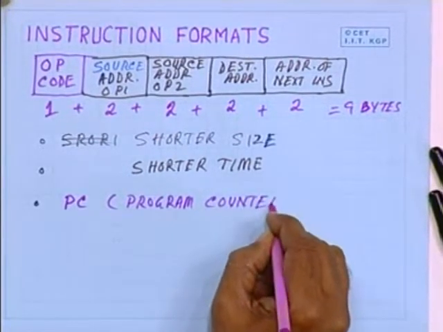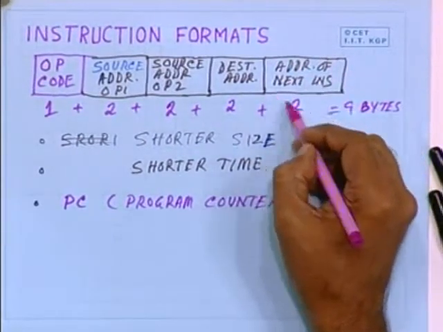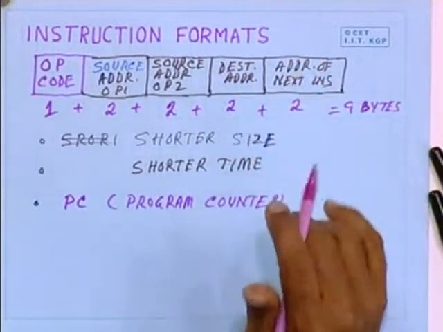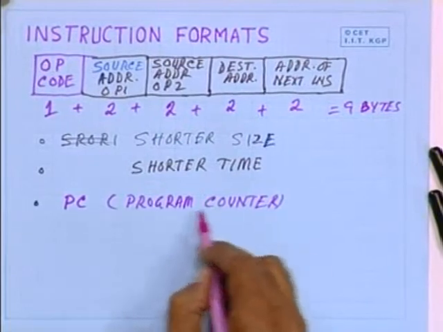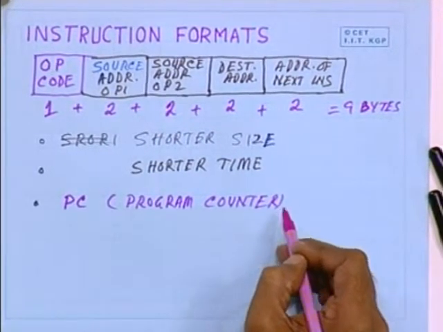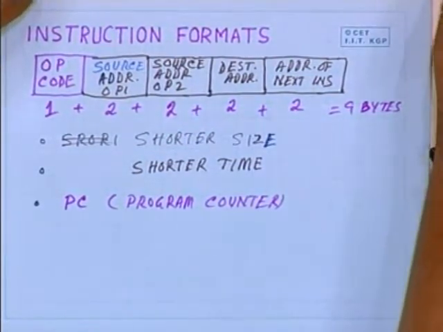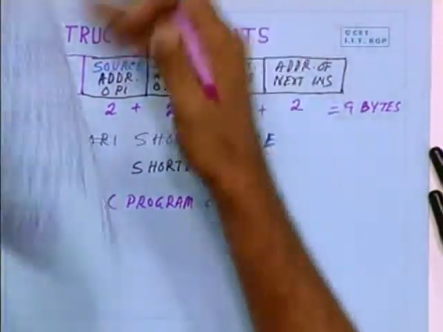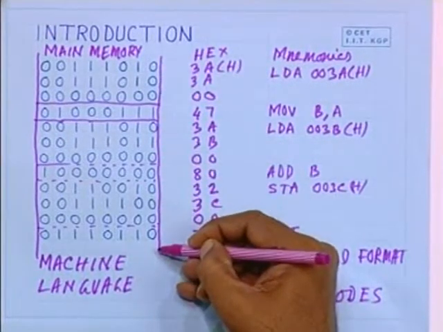How does the program counter help? Suppose this address is removed from this. We always say that there is a register inside the CPU known as the program counter, which always holds the address of the next instruction. So if you can organize the instructions in consecutive memory locations, as we have done in this particular case, as you can see here, the instructions are stored in consecutive memory locations.